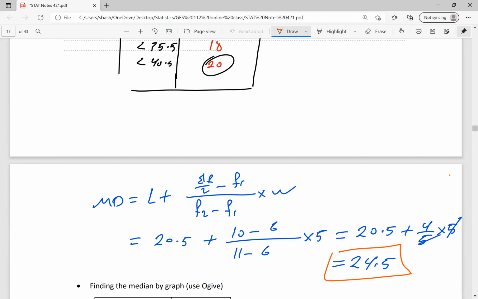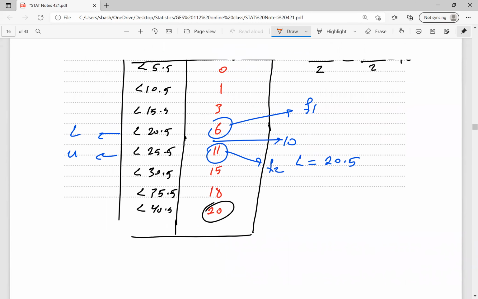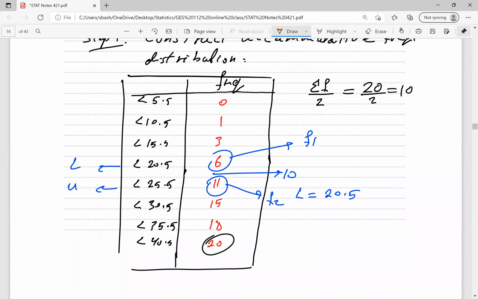So we use the accumulated frequency to find the median. Median equals L, the lower bound. We need to find the mid of the frequencies, which is sigma of F divided by 2, equal to 10, and then we locate that in the accumulated frequency distribution, and we found that it was between 6 and 11. So the one before is the lower bound for the class, and the one after will be the upper bound.